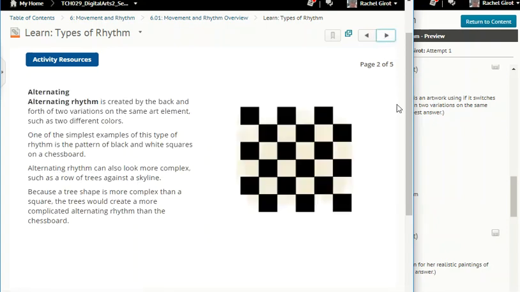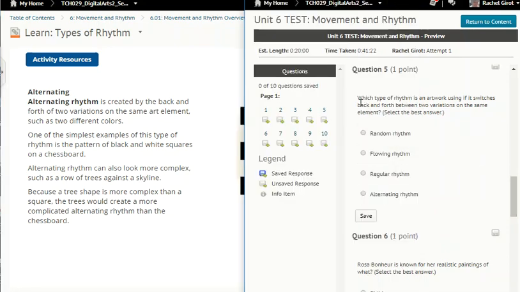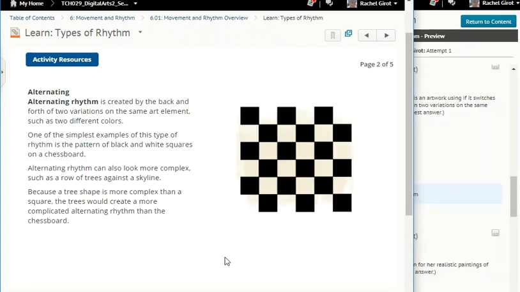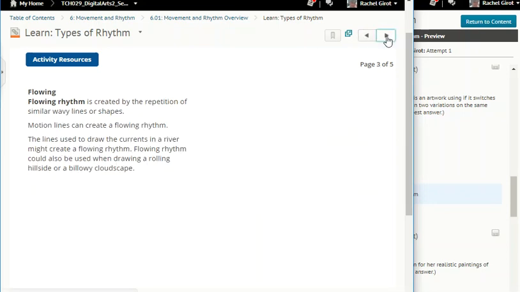Alternating rhythm is created by the back and forth of two variations of the same art element, such as two different colors. Which type of rhythm is it if it switches back and forth between two variations on the same element? Alternating. One of the simplest examples of this type of rhythm is the pattern of black and white squares on a chessboard. Alternating rhythm can also look more complex, such as a row of trees against a skyline. Because a tree shape is more complex than a square, the trees would create a more complicated alternating rhythm than the chessboard.